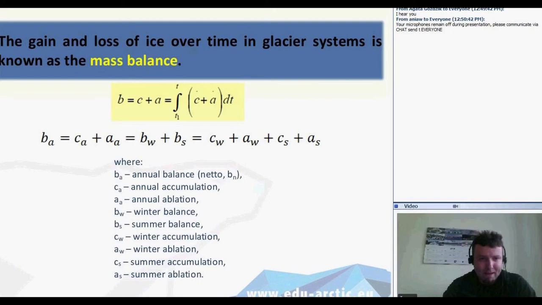So what is mass balance? Annual balance is annual accumulation plus ablation. That's the easiest way to translate this equation. So AA is annual ablation, CA is annual accumulation. When we add these two, we have the annual balance, also called the net balance.